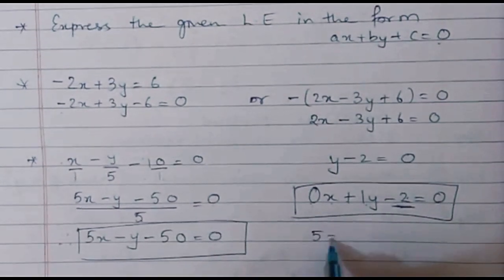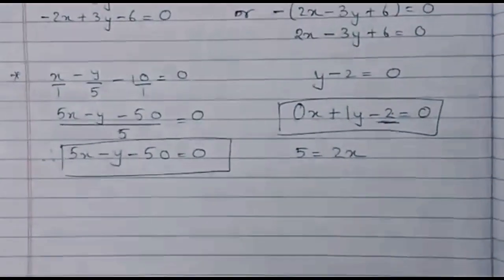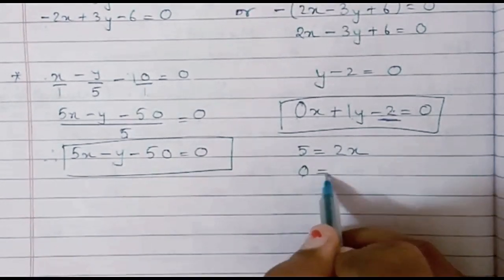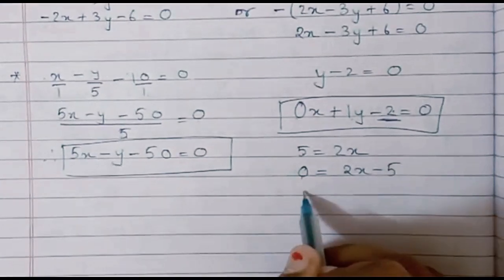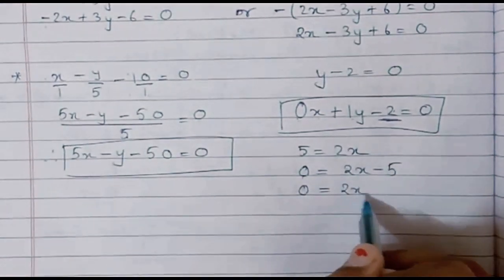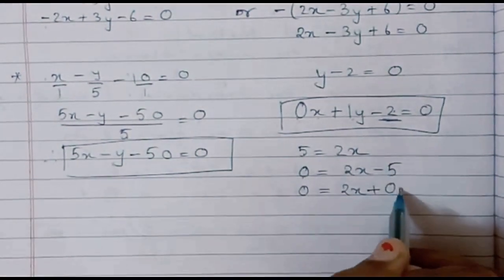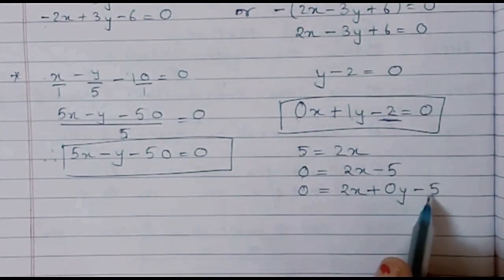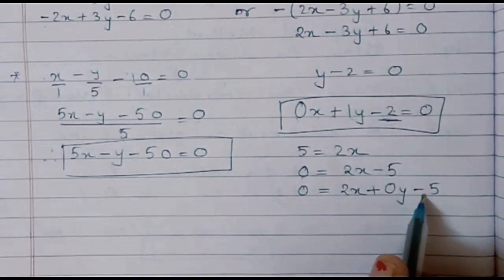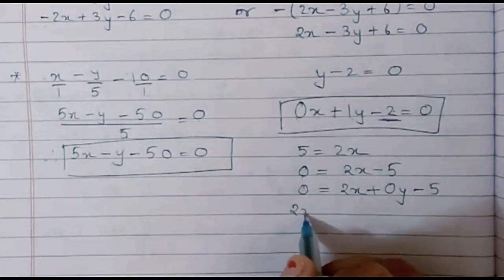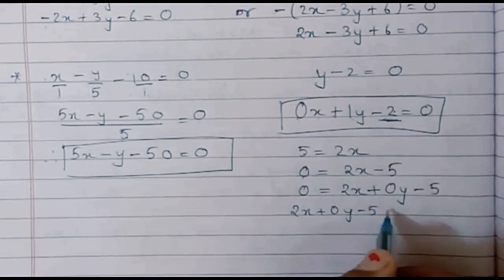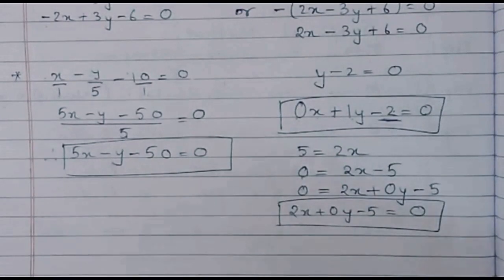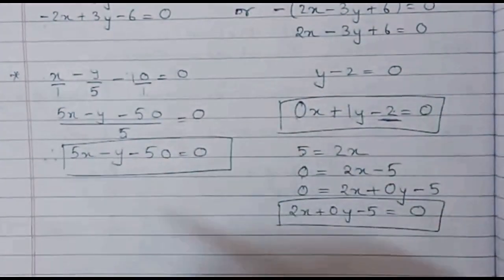Same way, if you have 5 is equal to 2x, right? If you want to get 2x positive, take 5 on the opposite side. So we'll get 0 is equal to 2x minus 5, which will further be written as 2x, as the y term is missing, plus 0y minus 5, right? So either you write 0 is equal to 2x plus 0y minus 5, or you write 2x plus 0y minus 5 is 0. The meaning is one and the same. So this is the standard form. In this way, you can change many equations into standard form.